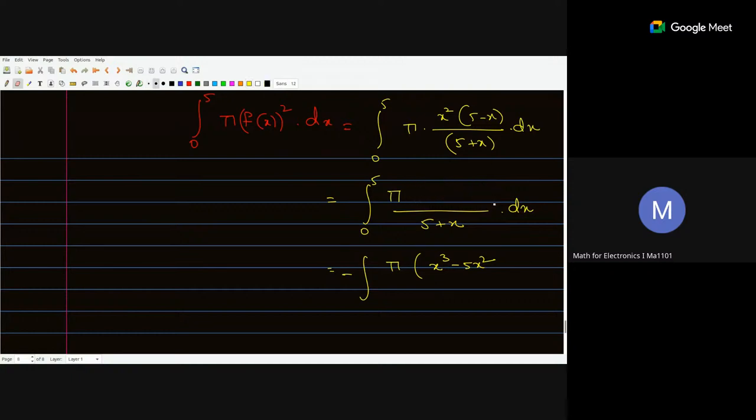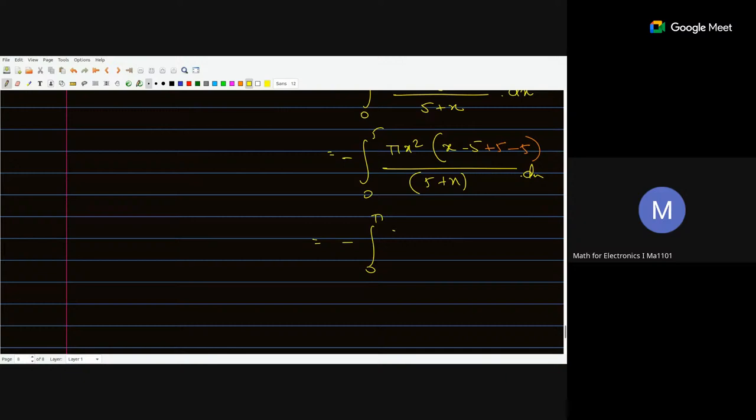Already x square is common, right? So x square is common anyway. We have 5 minus x in the numerator. Now what I will do is I will take minus of x minus 5. So if it is x minus 5, in order to make it x plus 5, what I will do is I will add plus 5 and subtract plus 5. If I do that, I will get x minus 5 plus 5 minus 5 whole divided by 5 plus x dx. Now this will become 0 to 5 pi x square. Now you see this plus 5, I will write it along with x. x plus 5 minus 10 divided by 5 plus x dx.